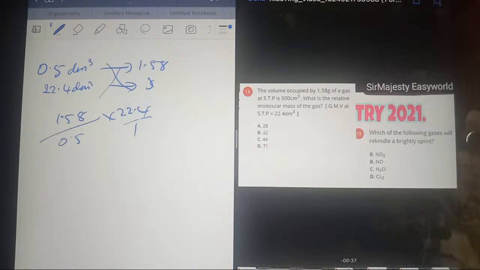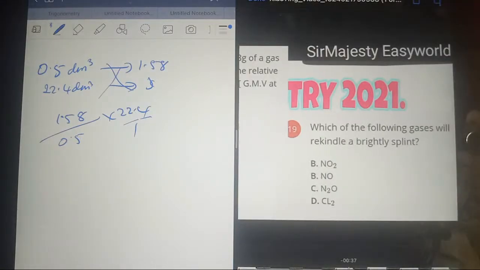Then it says which of the following gases will rekindle a glowing splint. I don't know how they put this question, but there are only two gases that rekindle a glowing splint. You can check the video on my channel, how to produce oxygen and test for oxygen, and also how to produce laughing gas and how to test and confirm the presence of laughing gas. There are two gases that do this, laughing gas and oxygen. It's actually entertaining when you watch this video. The answer here is N2O, which is option C.